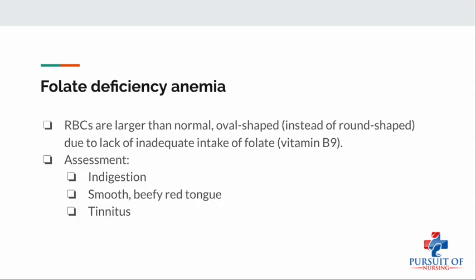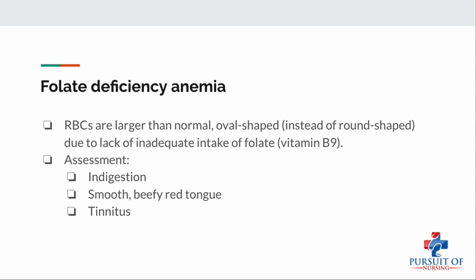Folate deficiency anemia is whenever the RBCs are larger than normal, they're oval shaped, and this is due to an inadequate intake of folate or vitamin B9. So these patients are going to complain of indigestion, tinnitus. They may also have that smooth, beefy red tongue.